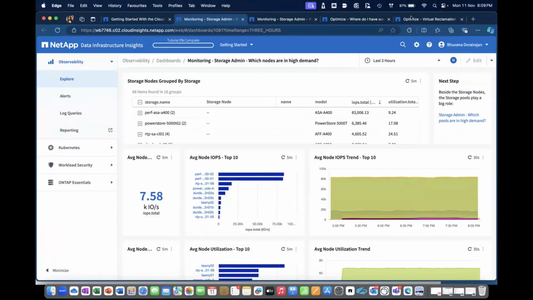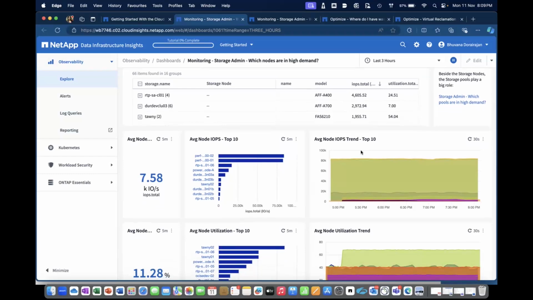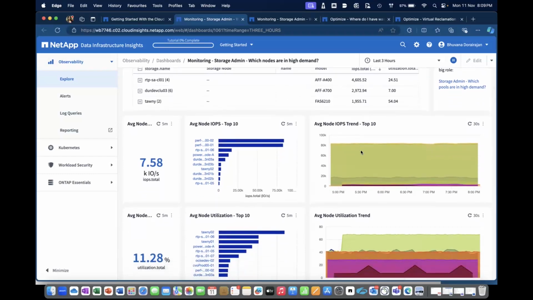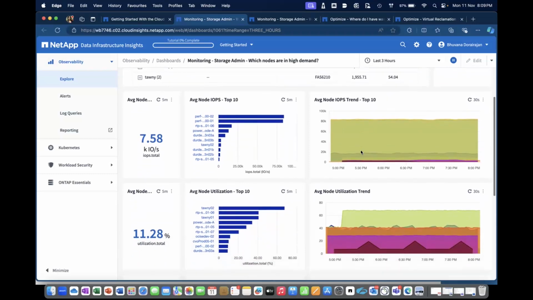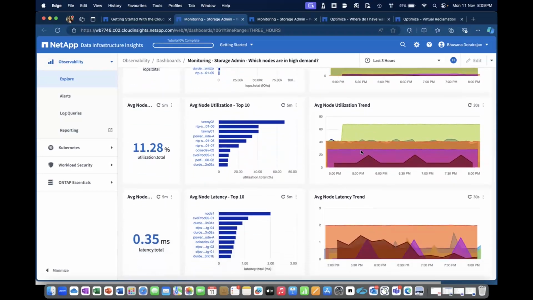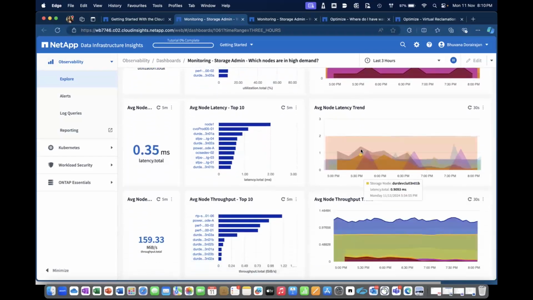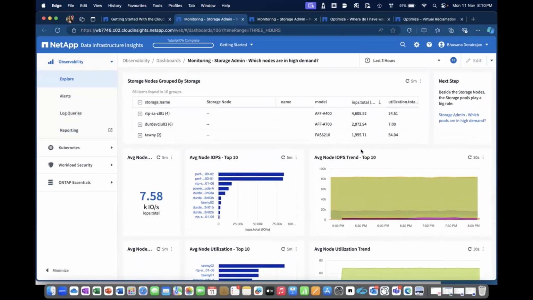So this dashboard helps you answer your key questions in your environment: where there is latency, where is there high demand, and where is there saturation. So the primary objective is to quickly identify which storage nodes are in high demand and determine how to reallocate the workloads between them. And the data can be visualized in different timelines, like 15 minutes, 30 minutes, 60 minutes, and so on.